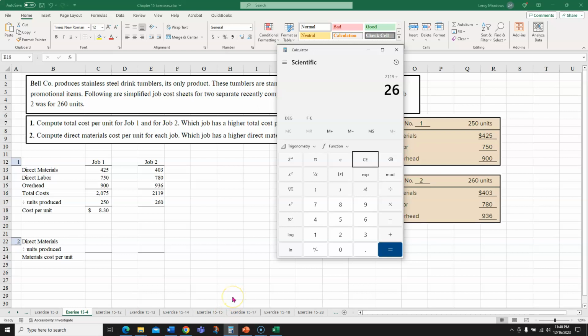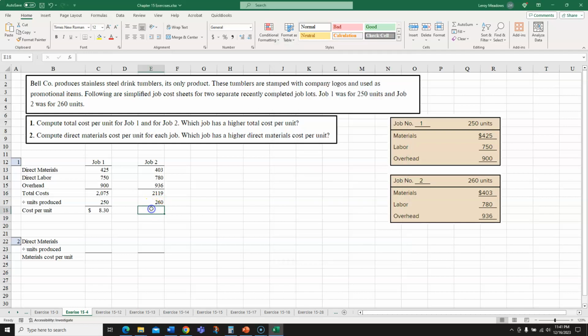Divided by 260, not minus. I get $8.15. And we just format these here. And that'll be my cost per unit.